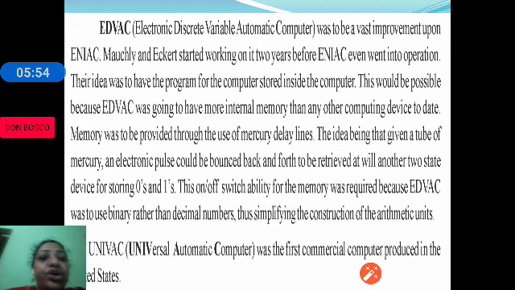Next came UNIVAC. UNIVAC stands for Universal Automatic Computer, which was the first commercial computer produced in the United States of America. UNIVAC was the first automatic or first commercial computer produced in the country of USA.